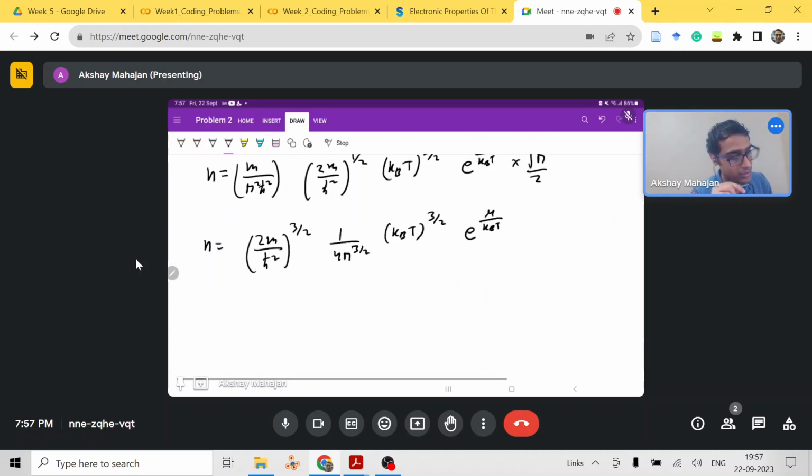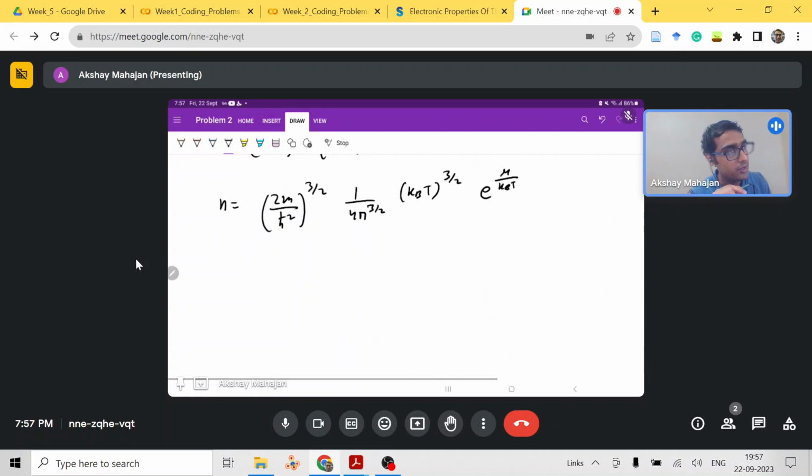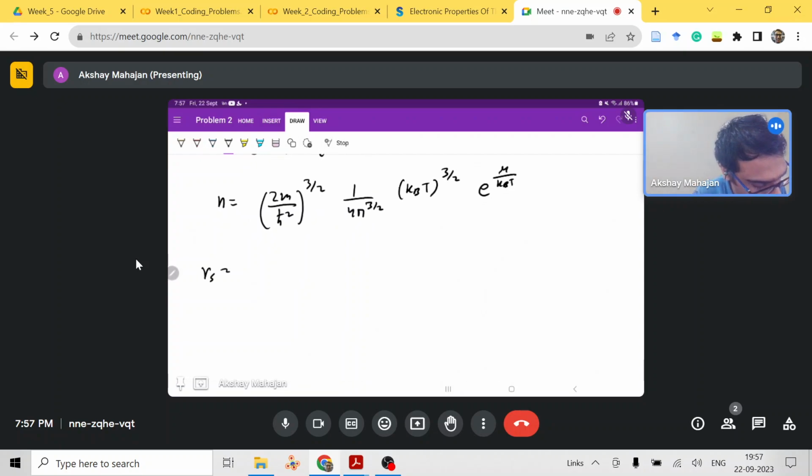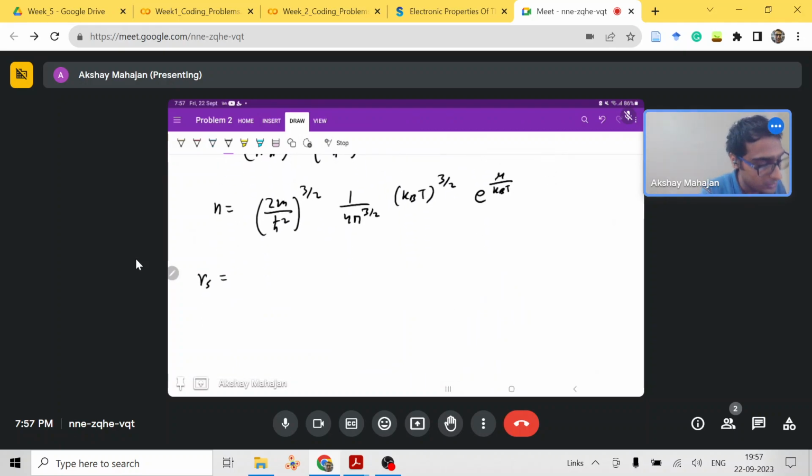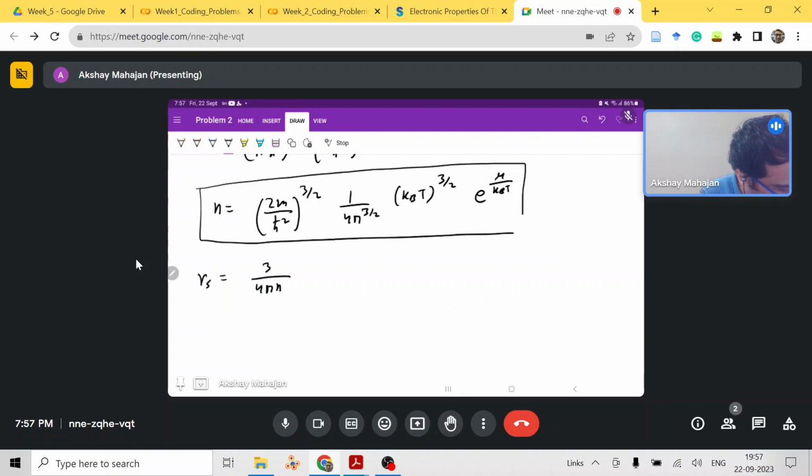Now we have the n value, so we can find out rs. Our rs was equal to (3 upon 4 pi n) whole to the power 1 by 3. This is our n, and now we just need to find our rs. Just put these values here: I have (3 upon 4) to the power 1 by 3, times 1 by n to the power 1 by 3.